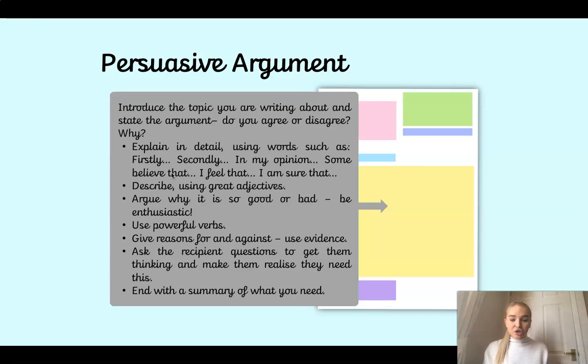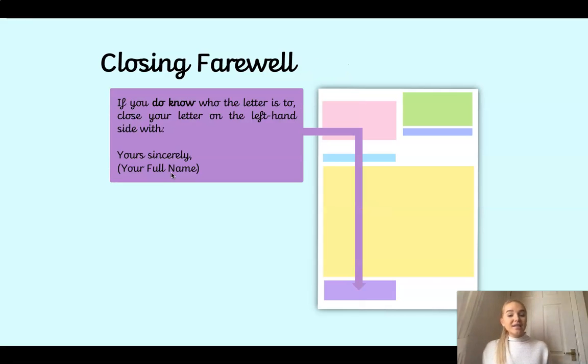This is where you use your rhetorical questions. Get your recipient thinking, make them realise they need this, they need to change. And then you end in your final paragraph concluding, this is what I need you to do, and this is what you are going to do, and this will hopefully persuade them. And finally, you will end it.